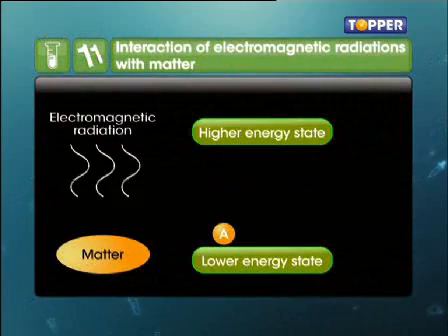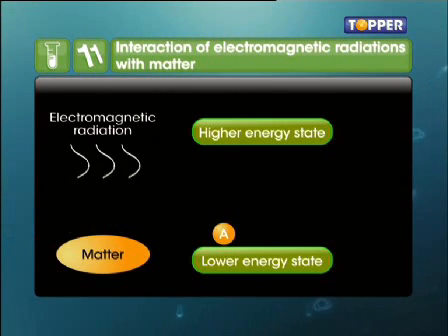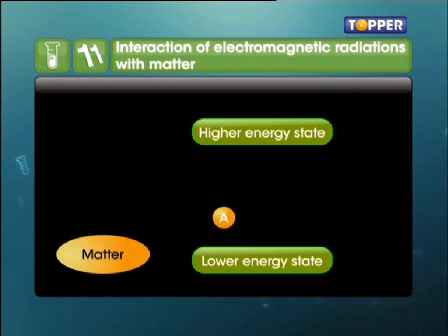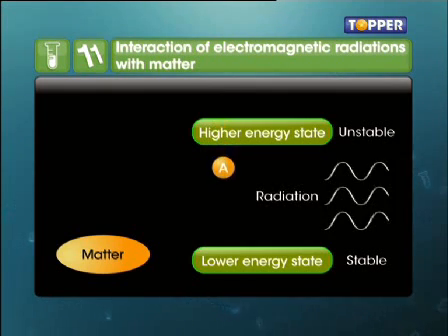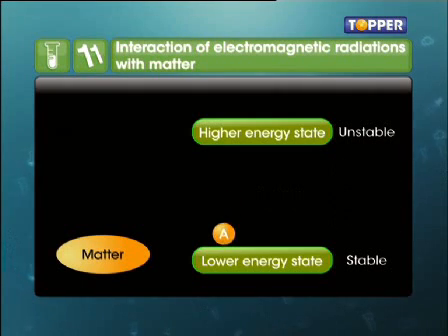Let's study the behavior of the electromagnetic radiations when they interact with matter. When these electromagnetic radiations interact with matter, the atoms and molecules may absorb energy and reach a higher energy state. Since the higher energy state is unstable, they return to the more stable energy state by emitting the absorbed radiation in various regions of electromagnetic spectrum.